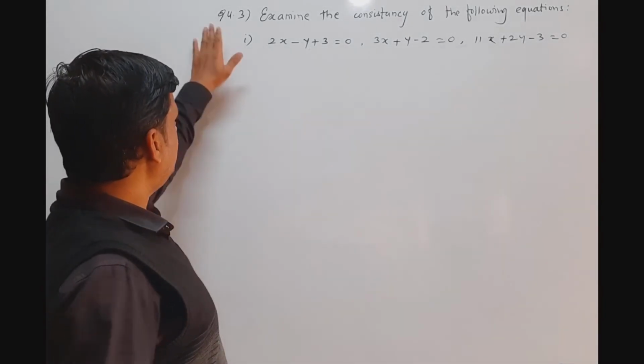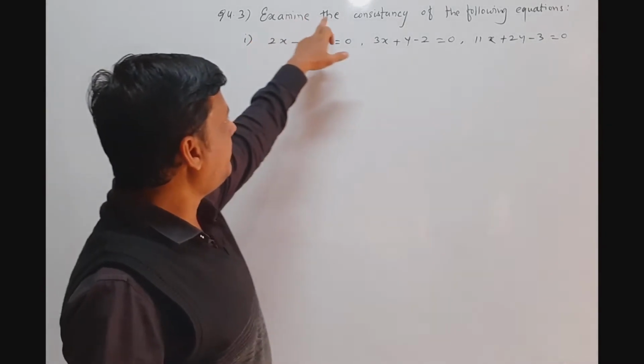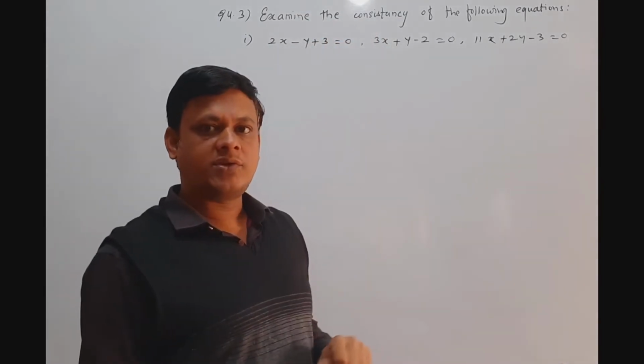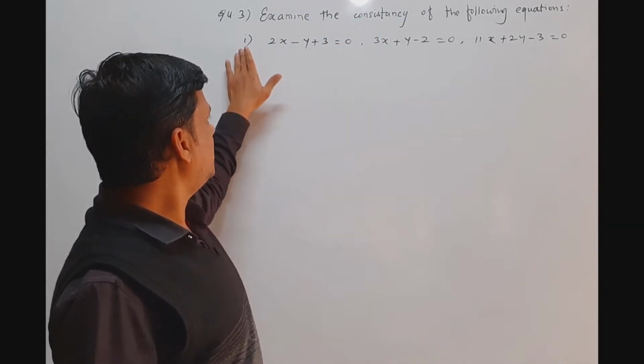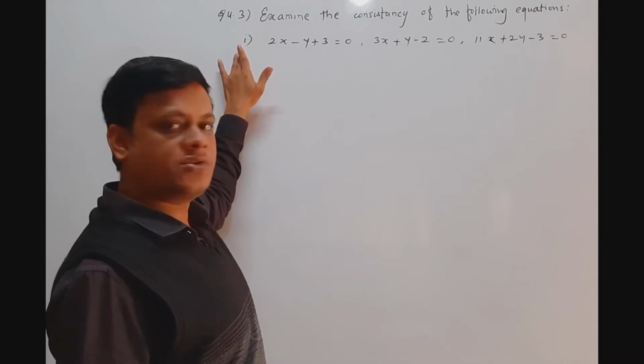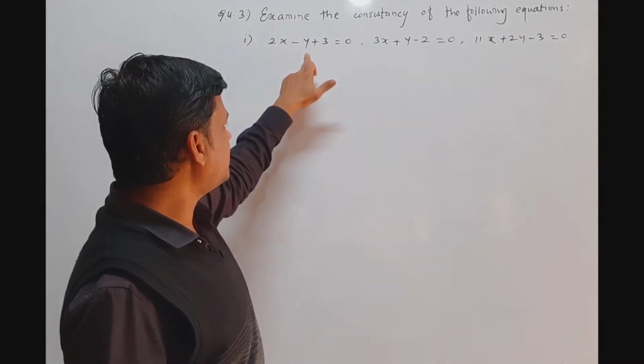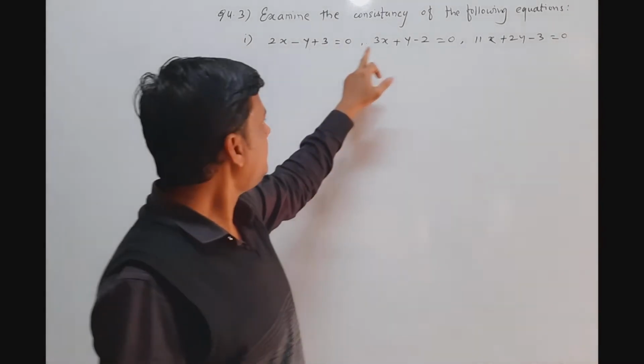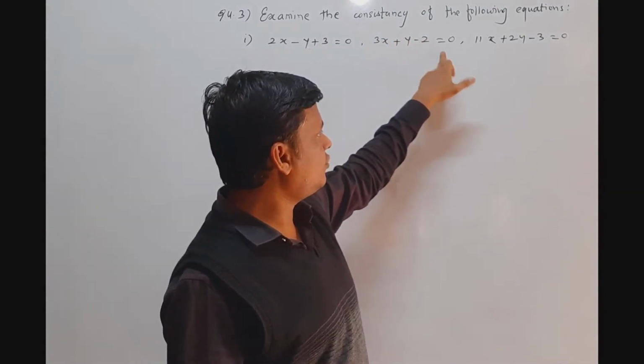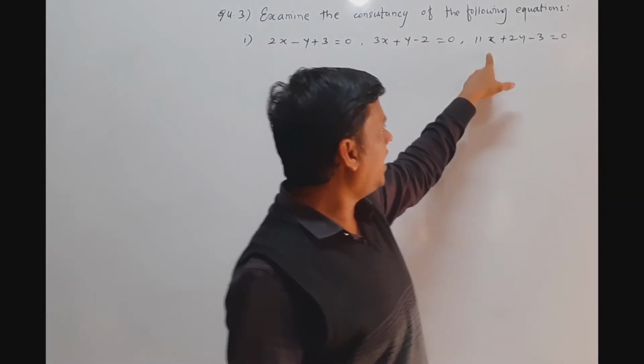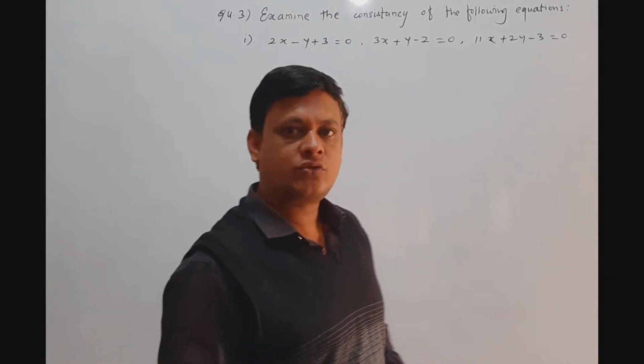Now see question third. Examine the consistency of following equations. So first sub question, having equations 2x minus y plus 3 equals to 0, 3x plus y minus 2 equals to 0, 11x plus 2y minus 3 equals to 0.